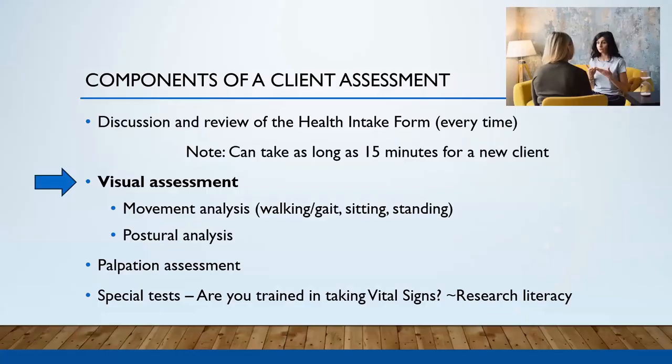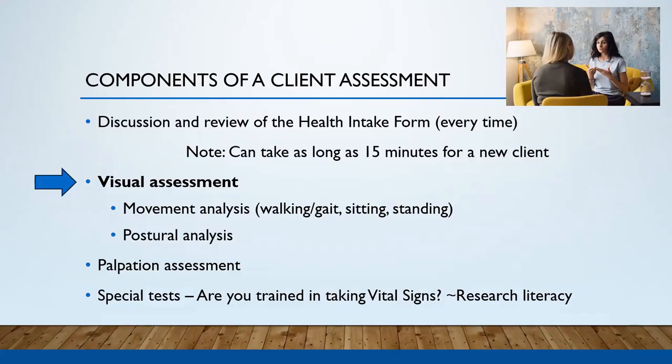So visual assessment includes movement analysis: walking, sitting, standing. So visual, your eyes, right? And if you are visually impaired, then there are other tools that you have other than just your visual, but you will need to know the category of visual assessment. You also have postural assessment. You have palpation assessment. And then there are some special tests that you can do as far as signs or symptoms. You might be trained in taking blood pressure or taking the vital signs. You might be trained in research literacy.